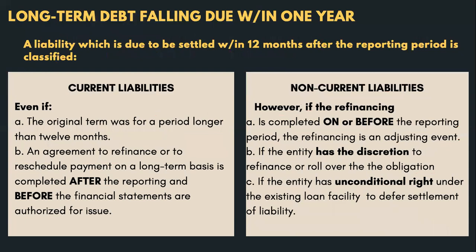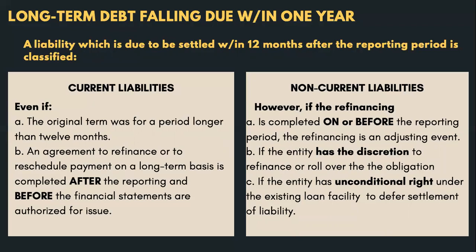So, long-term debt sa pero mudyo na sa within 1 year. Although 5 years yung original term, pero for this year, within 1 year, mudyo na siya. So, mana ang pasabot anang long-term debt falling due within 1 year. So a liability which is due to be settled within 12 months after the reporting period is classified. So how are you going to classify if this is the case? So classified sa as current liabilities even if the original term was for a period longer than 12 months.